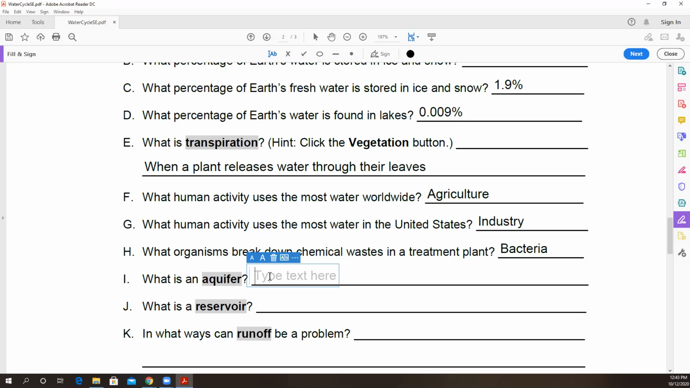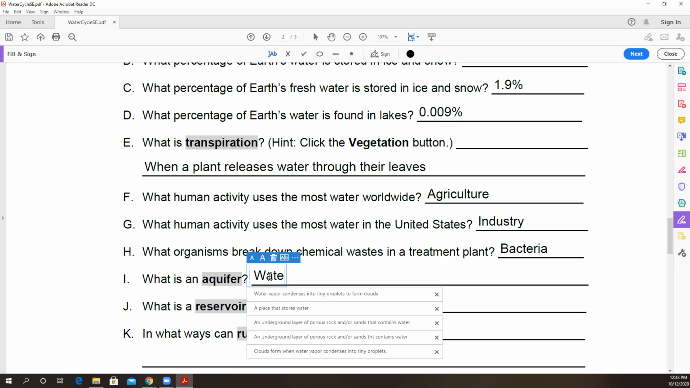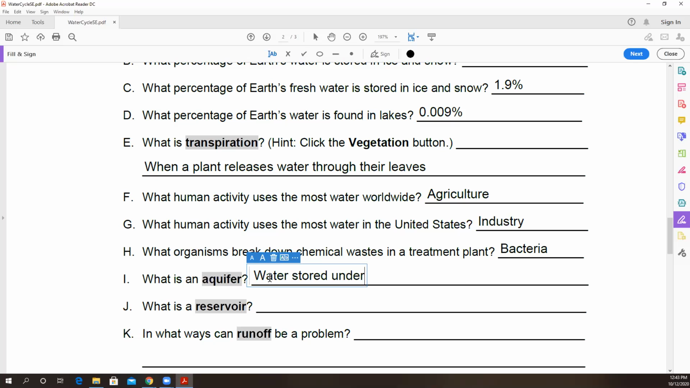Okay, so I love that you paraphrase that. So we could say water stored underground in layers of porous rock.